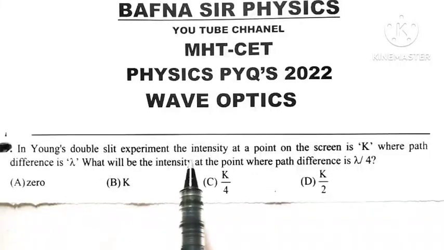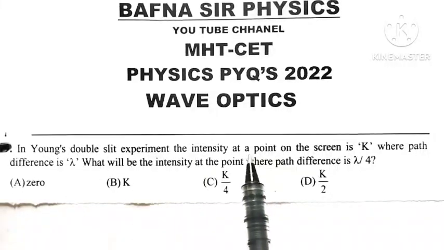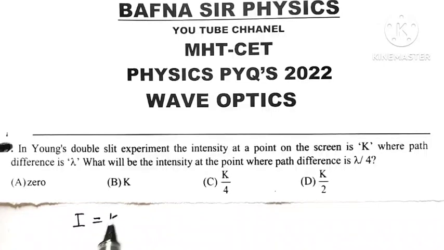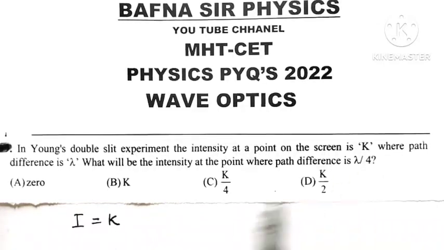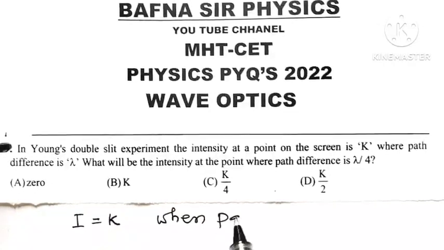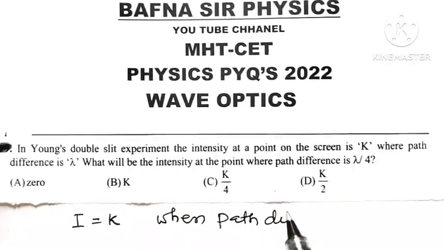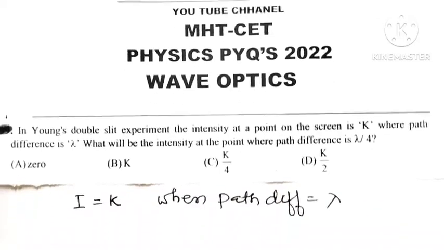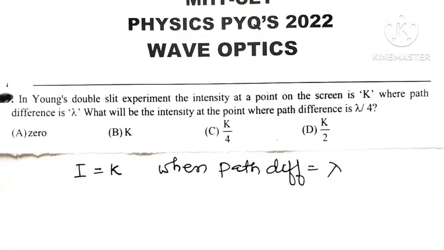In Young's double slit experiment, the resultant intensity at a point on a screen is K when the path difference is lambda. What will be the intensity at a point?